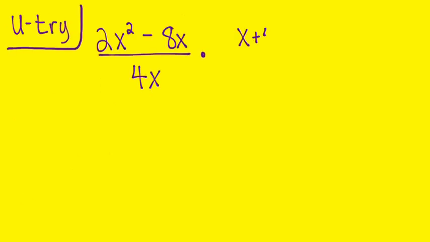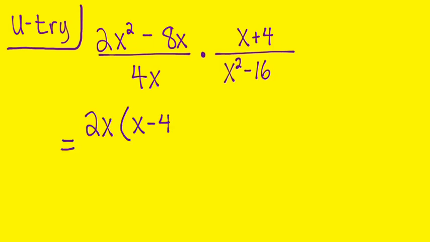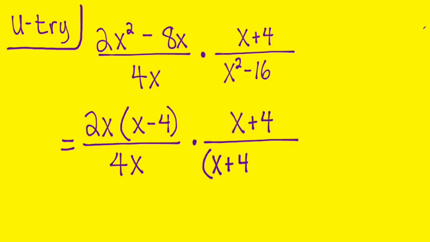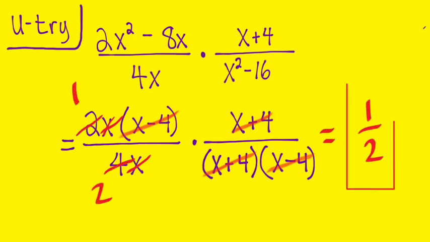Let's go ahead and do this you try, and we'll see how you do. All right, hopefully you factored out a GCF, and then you saw that there was a difference of 2 squares over here, so you can take out that x plus 4 and x minus 4, and then you're just reducing the x and the x, and then you have 2/4, which is just simply 1/2. Yep, that whole mess just refers to 1/2.